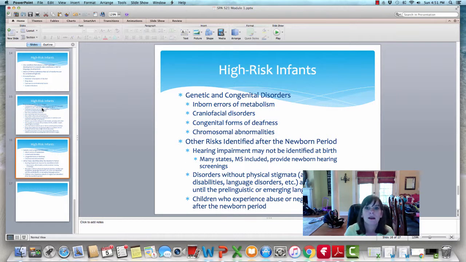So other high-risk factors besides prematurity and low birth weight, we have genetic and congenital disorders, any kind of inborn errors of metabolism such as Hurler syndrome, Hunter syndrome, and Morquio syndrome. I'm not sure if I'm saying that right. Any type of craniofacial disorders, which have adverse effects on morphology and auditory mechanism, congenital forms of deafness, and then, of course, chromosomal abnormalities like Down syndrome, trisomy 21, three members of chromosome 21, Creutzfeldt syndrome, disorders of the sex, X and Y. It mentions Klinefelter syndrome.